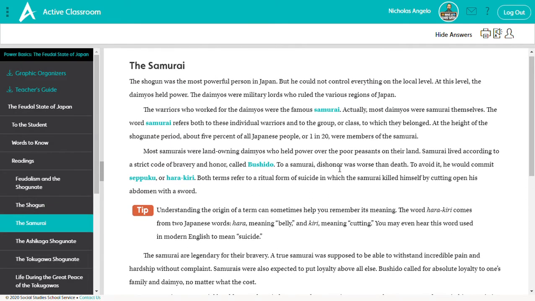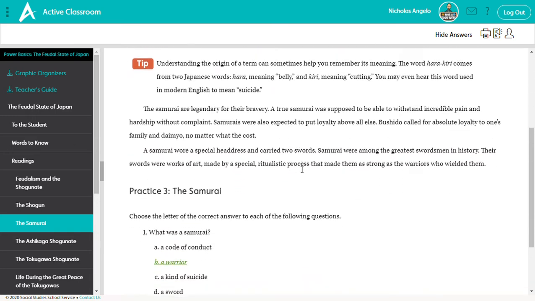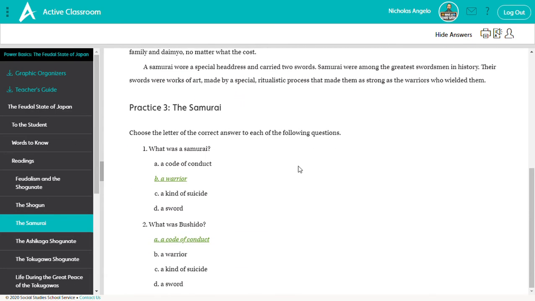Next section talks about the samurai, these Japanese warriors who served both the shogun and the daimyos. One. What was a samurai? I just gave it away. Code of conduct, warrior, a kind of suicide, or a sword? B, a warrior is your best choice. Two. What was Bushido? We saw this in the previous activity.